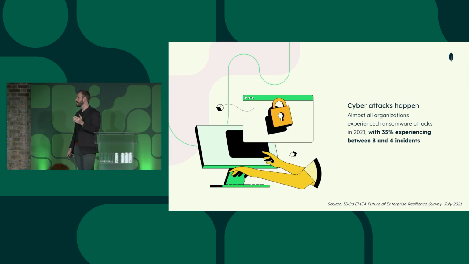Now, cyber attacks happen, right? In a survey by IDC from, I think it was a 12-month period from 2020 to 2021, they found that almost all of the organizations that they surveyed had some sort of ransomware attack in 2021. The probably more surprising note is that about 35%, so over a third of those companies, had 3 to 4 incidents in that 12-month period. So think back to that 742% annual increase, and you can start to see how this is only going to continue to grow as we go into the future and gain more.